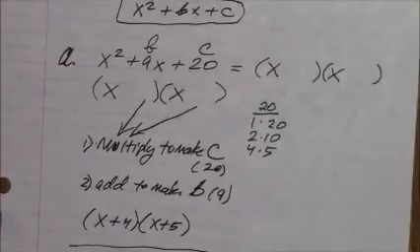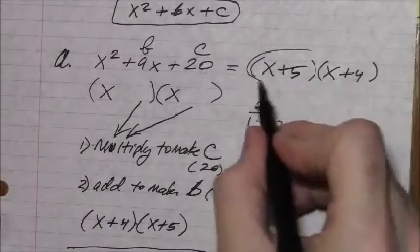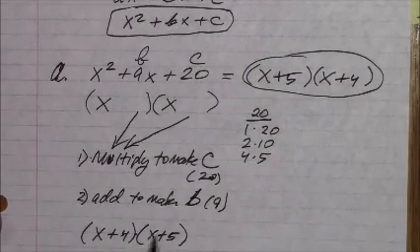So up here we can put the correct final answer as x plus 5 and x plus 4, and I'll circle that. Notice I was very careful here to switch these.